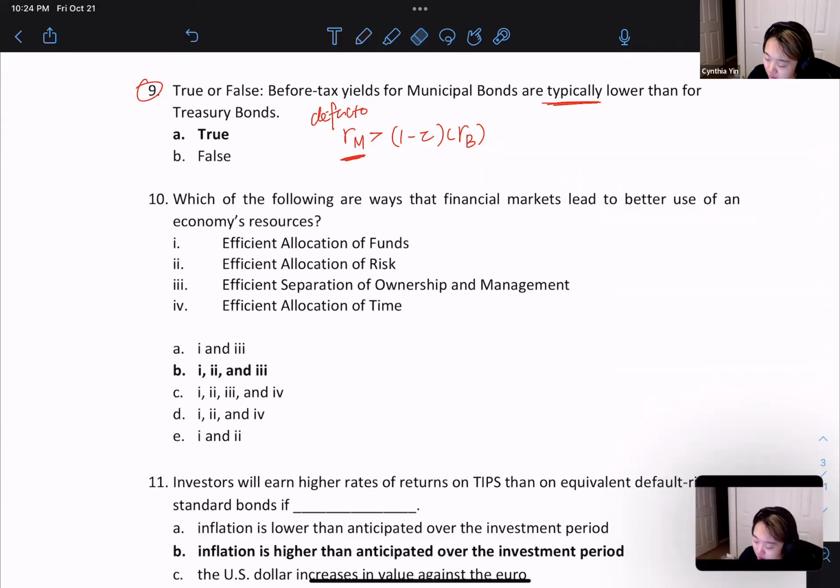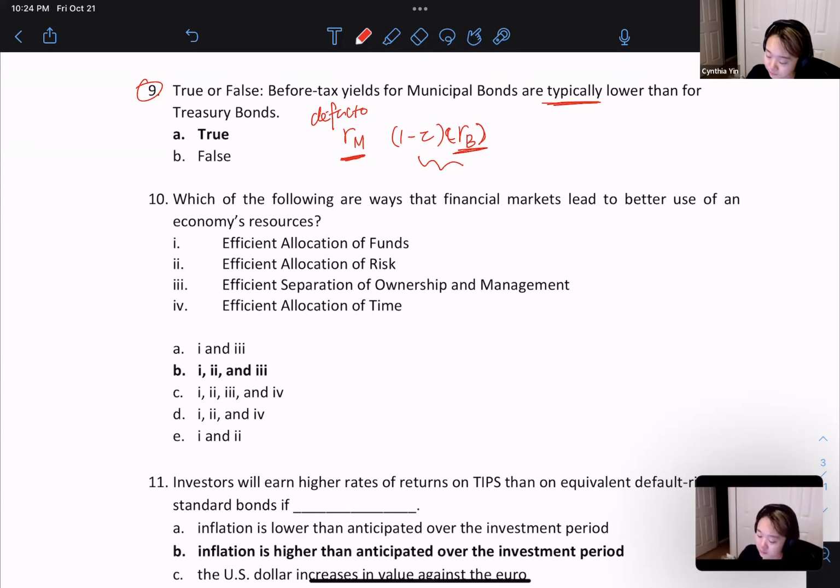Suppose, because this question is asking you to compare this RM and RB, right? Suppose the RM is higher than this RB, then after tax, the de facto yield you get from the treasury bond will be even lower than muni. Then there's no point why people buy treasury bond, right? And if no one wants to buy the treasury bond, the price of the bond will decrease, and as a result, the yield will increase again.